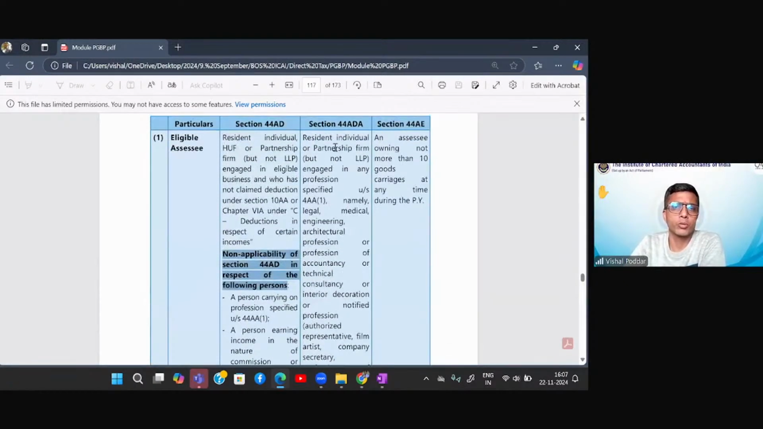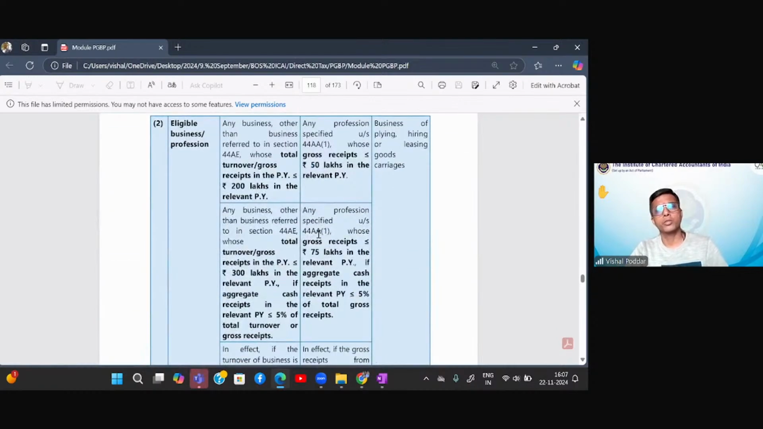Now, there is no such exclusion in 44AD and AE. 44AD restricts itself to resident individual, resident HUF. 44AE applies to all. Right? Now, what are the businesses to which this particular section applies? So, first category, which is residual, it is any businesses other than those which are covered in the other two sections. So, except those, all businesses can be covered here.